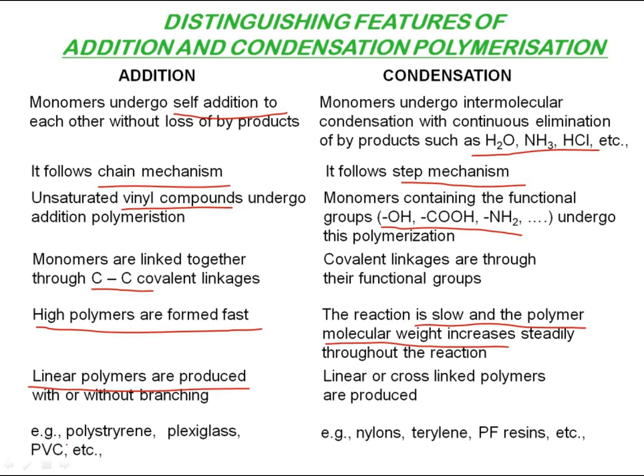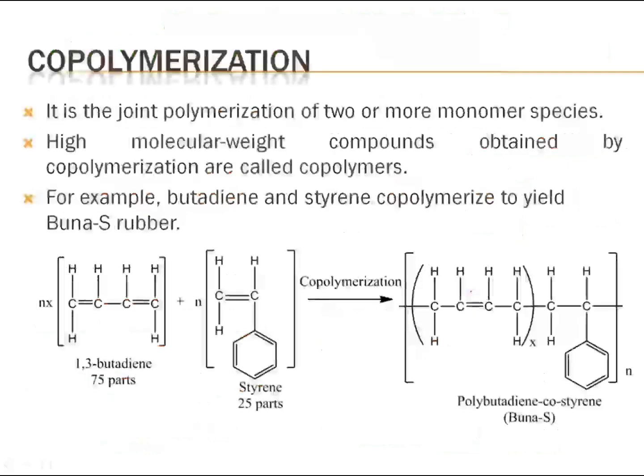Examples like polystyrene, plexiglass, polyvinyl chloride, Teflon, etc., are formed by the addition polymerization reaction, whereas nylons, terylene, polyesters and phenol formaldehyde resins are formed by the condensation polymerization reaction. Next, the last type, that is copolymerization.